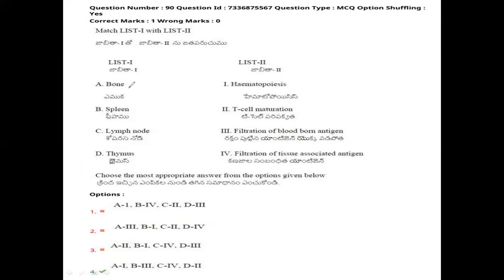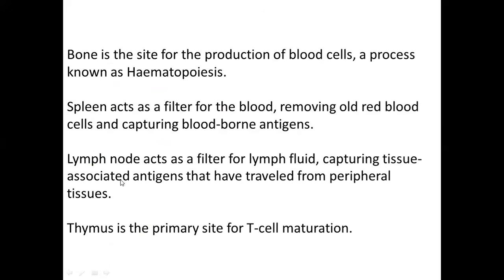Let's see. Bone marrow is responsible for hematopoiesis. Next, the spleen is responsible for filtration of blood-borne antigens, and the lymph node is responsible for filtration of tissue-associated antigens. The thymus is for T cell maturation. Bone marrow can also be written as B cell maturation. Done. So here is your simple explanation, with the same options here.